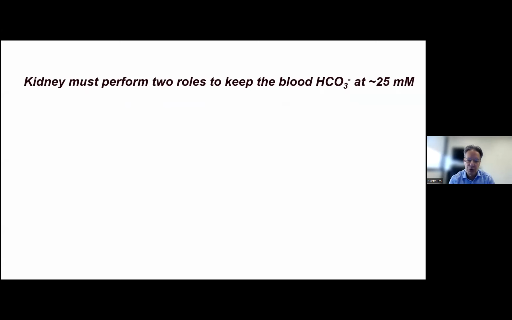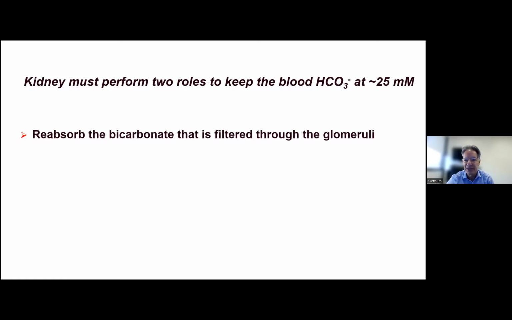So just to review before we get into the clinical, the kidney has to perform two essential roles to keep the blood bicarbonate at a level of about 25 millimolar. The first is that it has to reclaim the bicarbonate that comes through the glomerular filtrate. Remember that roughly a box of Arm & Hammer baking soda comes through the glomerulus every day, and if you don't reclaim that, your blood bicarbonate is going to get very low just because it's going to be excreted in your urine. So that's an essential role of the kidney to absorb the filtered bicarbonate.